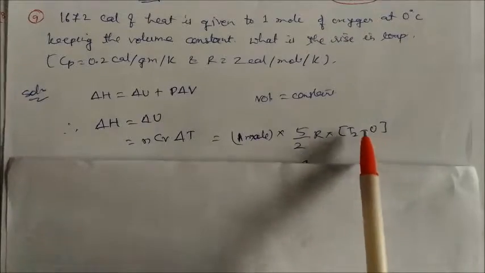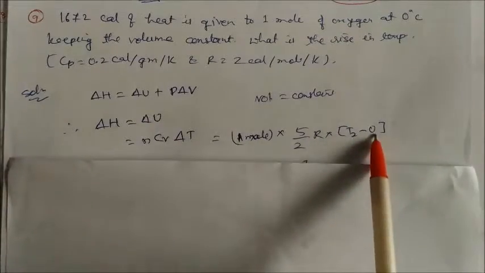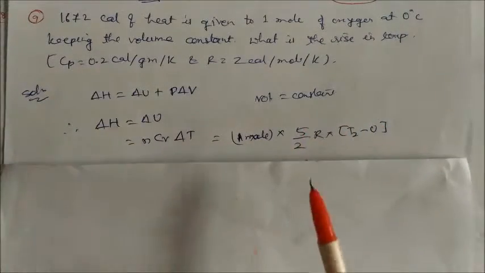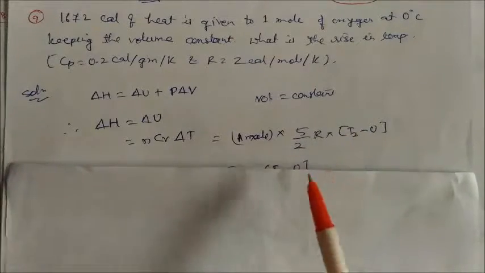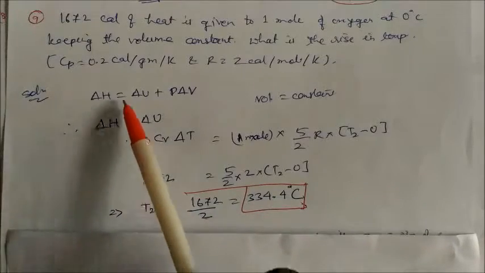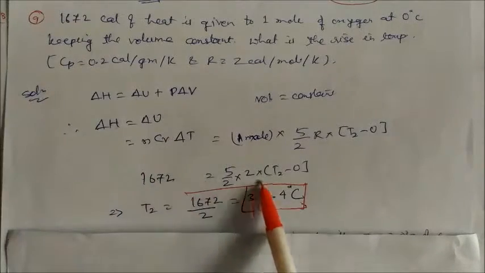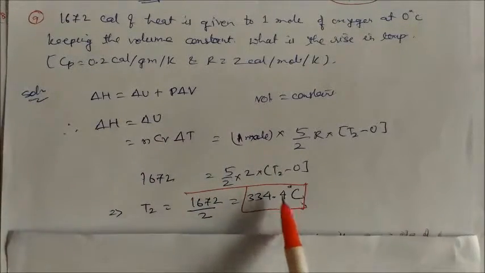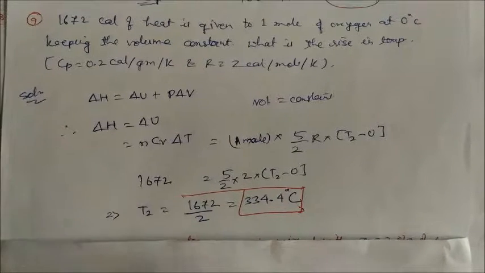The final temperature is T2 and the initial temperature is 0 degrees centigrade. We have to find the rise in temperature, that is T2 minus 0. Substituting the values, this is your 1672. All the values are given. So T2 will be 334.4 degrees centigrade.